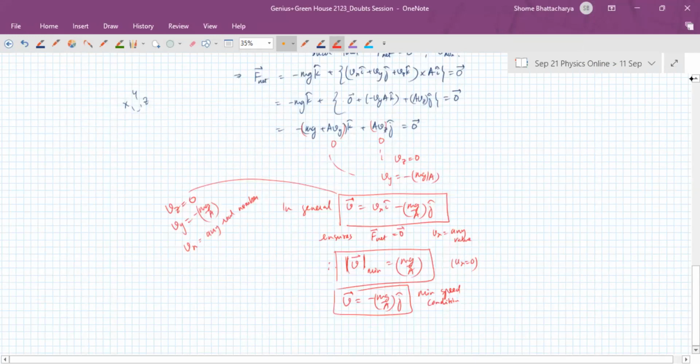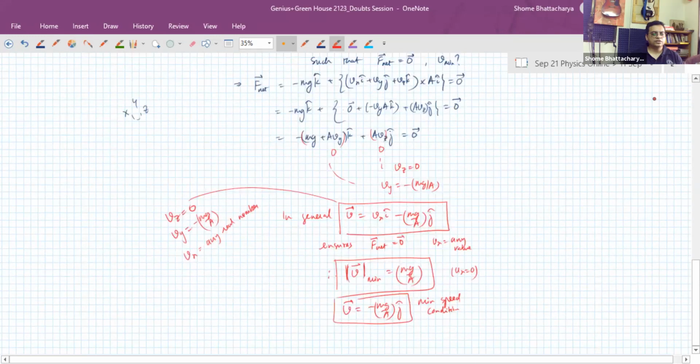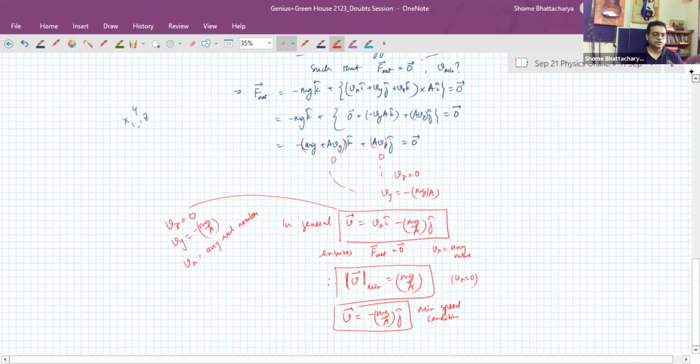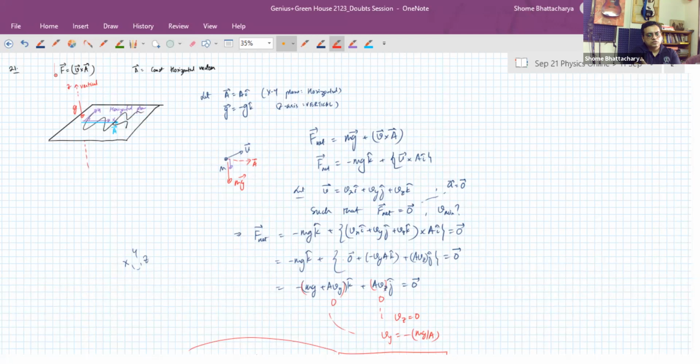Sir, in this question, I didn't understand what we have to calculate. We have to calculate the minimum possible speed with which you can project it so that its acceleration is 0. There is one force that is acting, which is always vertically downwards, the weight, irrespective of how much velocity we give. This mg force is a constant force. It makes no difference how the body is moving. But the second force acting on it, V cross A, has both its magnitude and direction depending on what velocity we are giving. You understood?